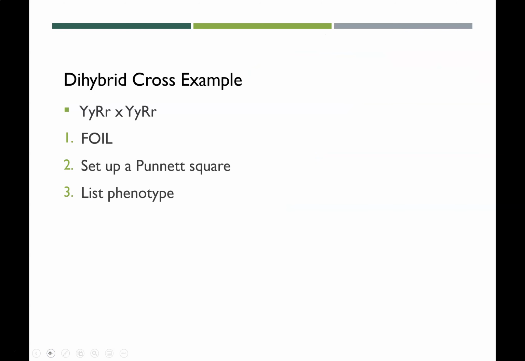All right, so let's do this cross. The first thing we're going to do is FOIL our gametes. Each of these parents are actually going to be the same, so I'm only going to do this once, but each parent, because they are both double heterozygous, is going to produce the same type of gametes. So our first gamete combination is YR. Our second one, our outer combination, is big Y, little r. Our third possibility is little y, big R. And our fourth possibility is little y, little r.